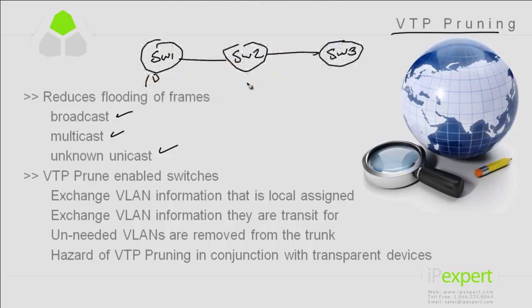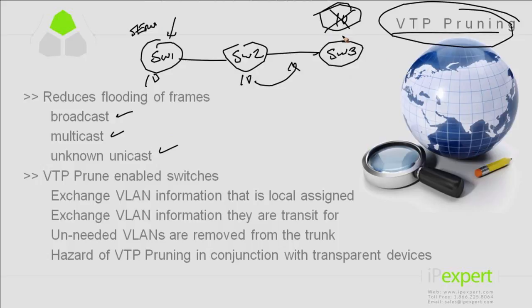and I have VLAN 10 here, VLAN 10 here, but I do not have VLAN 10 configured on this switch. Why would I want to burden this link with sending broadcast messages, multicast messages, or unknown unicast messages for VLAN 10? So what we can do is on a server, we can enable VTP pruning. Now we're going to have that information propagated as part of our updates, until ultimately every device in the structure is going to inherit the VTP pruning configuration.